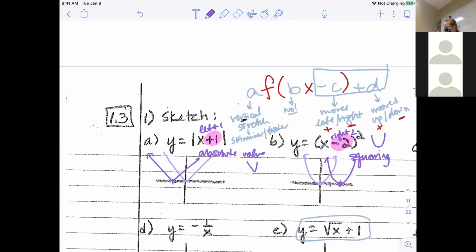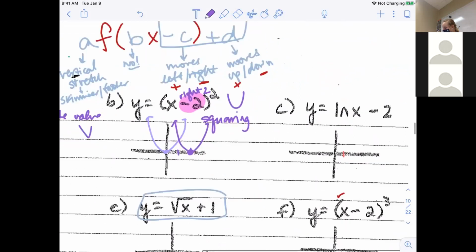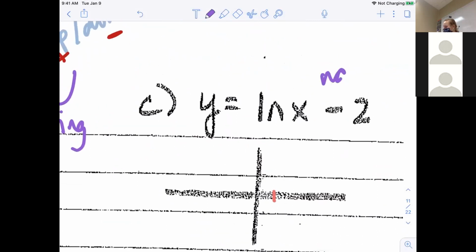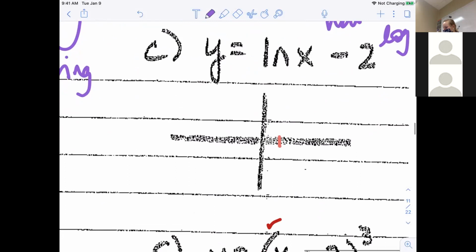All right, next one. This one says ln of x minus 2. What's ln of x? What's that parent function? Natural log. And what does that look like? It's like a little curve, right? It normally goes through the point 1, 0 right here. And it looks like this.